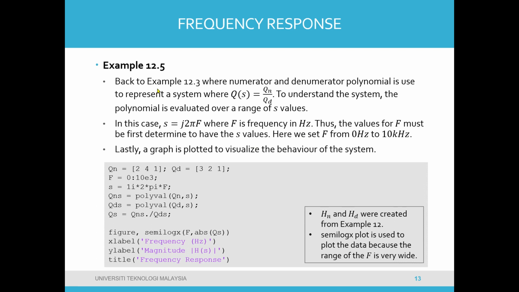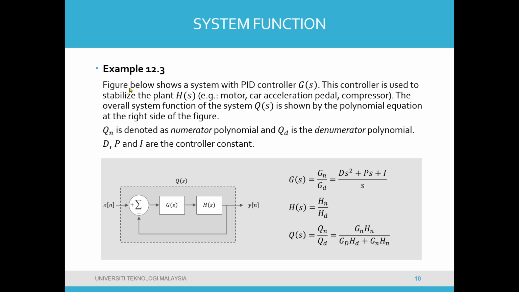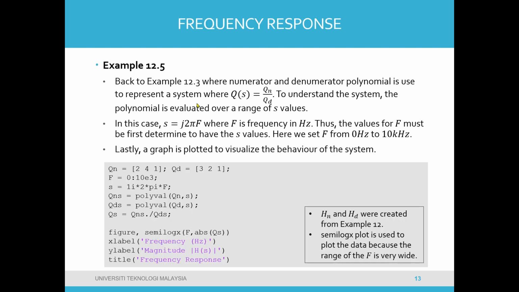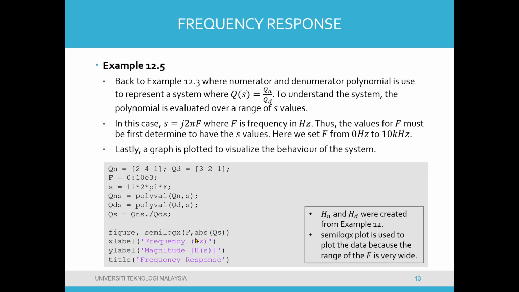This one is a continuation of the system. Example 12.3. The numerator and denominator you already calculated are Qn and Qd, so you just use Polyval. You can see here Qn and Qd, you already have the answer. So you just write it back, and this is the frequency you want to evaluate, from 0 until 10 kilohertz.